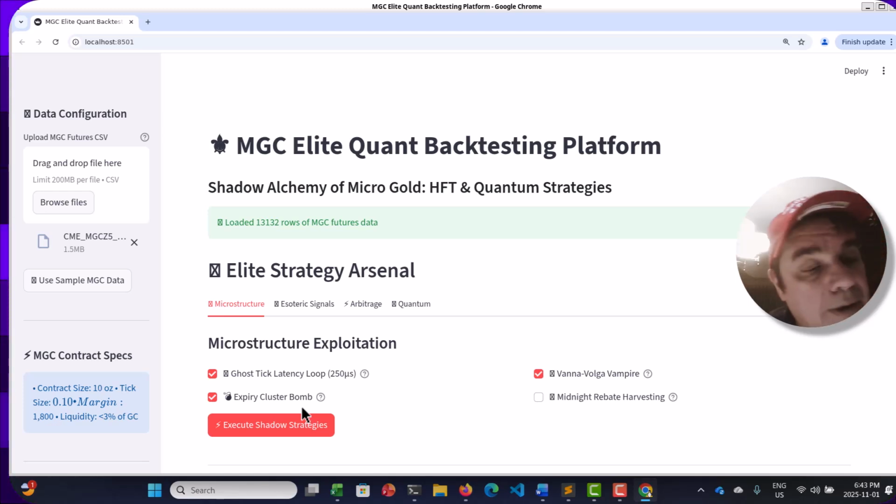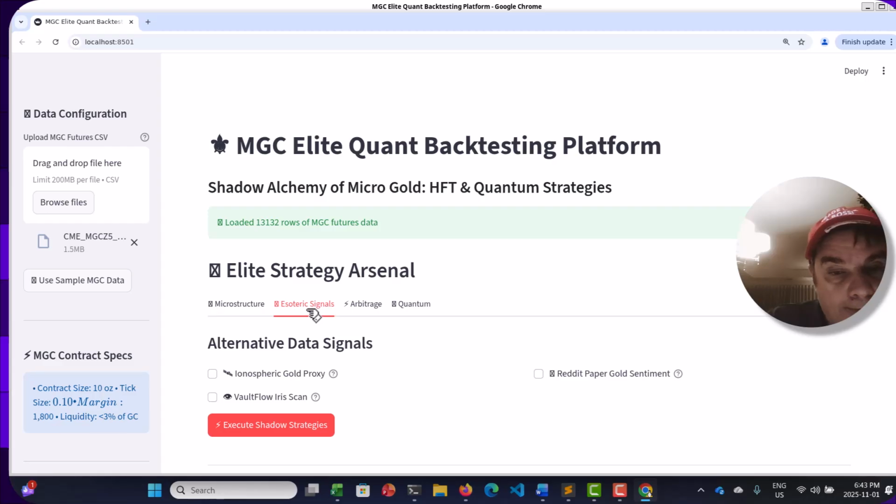Okay, so this is where it gets very interesting. These strategies that I've talked about are what they call shadow market strategies. These are the unknown strategies that the public don't know about. As I said from that video, these are extracted via AI. The deeper, darkest depths of Chinese AI that I use, that I don't tell people about, to get these type of strategies. So what we're looking at here in microstructure, which is the low latency stuff, we got Ghost Tick, Latency Loop, Expiry Cluster Bomb, Vanna Volga Vampire, Midnight Rebate Harvesting. I don't come up with these names. These are named by the AI, okay? Just to let people know that.